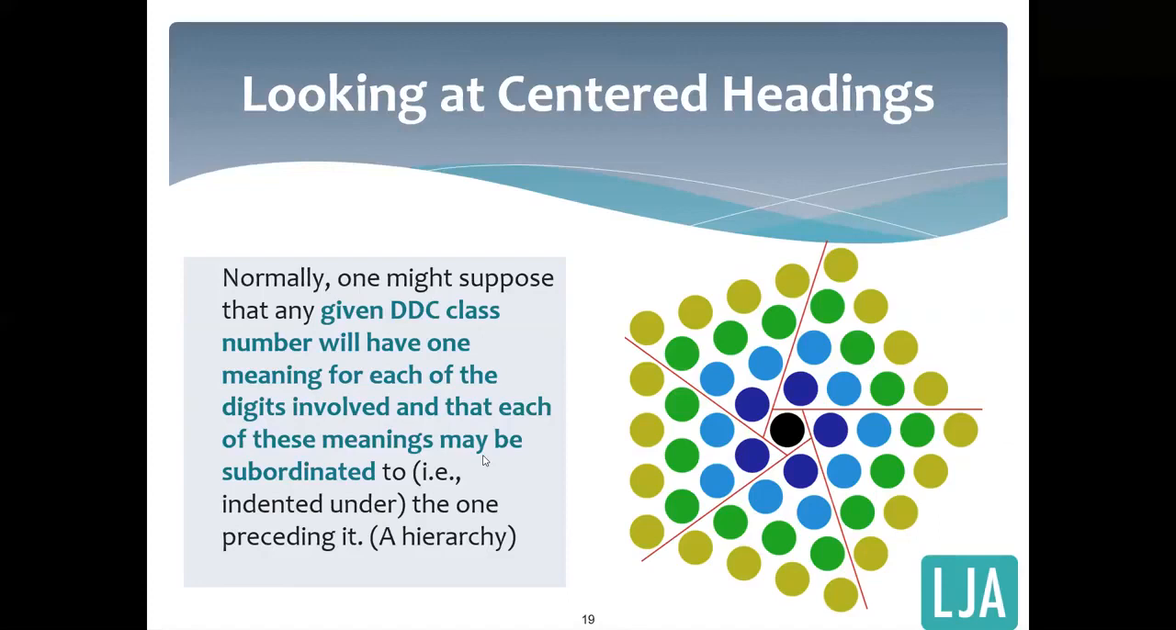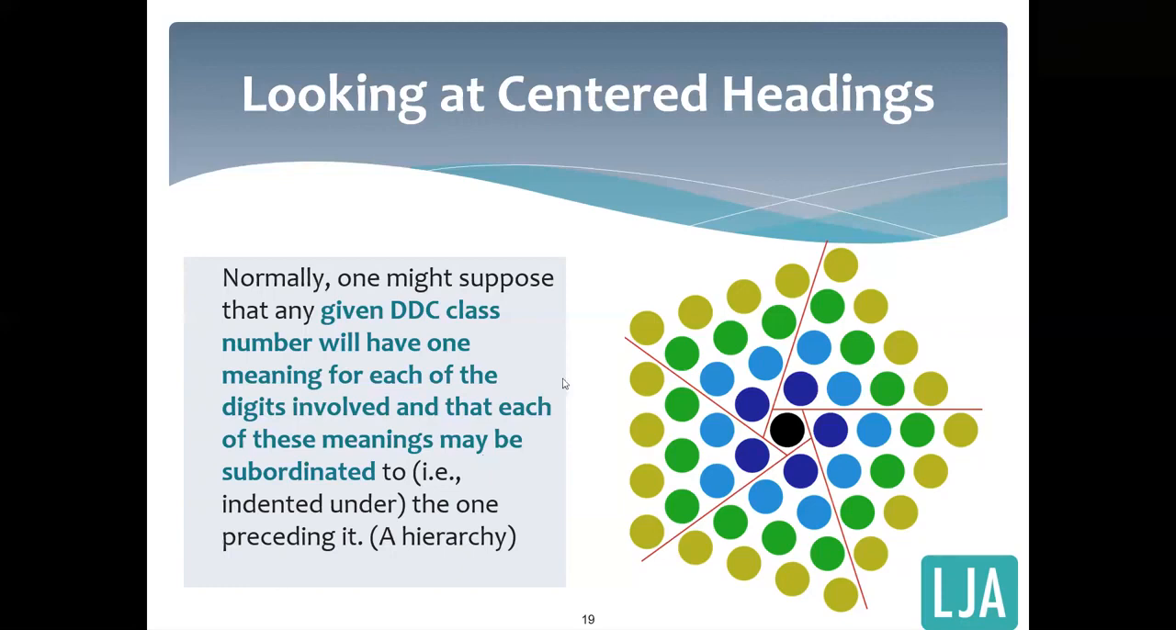I guess the confusion is that if you're looking in Dewey, you might look at that number and suppose that any Dewey class number will have one meaning for each of the digits involved, and that each of these meanings may be subordinated. So that would be indented under, if you're looking at the print. In WebDewey it's not quite as obvious that you're looking at hierarchy, but you'll see that little bit of indentation. So essentially a hierarchy. That's our normal thought when we look at Dewey numbers: we have one meaning, right? That number means this. One meaning for that particular number.